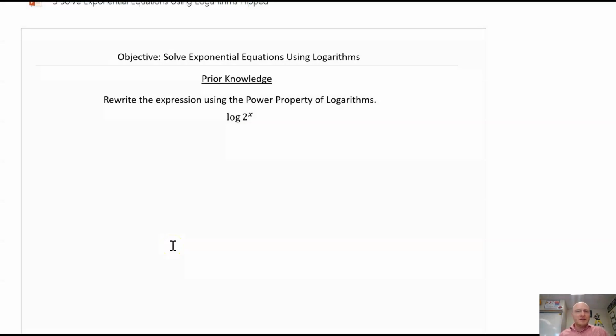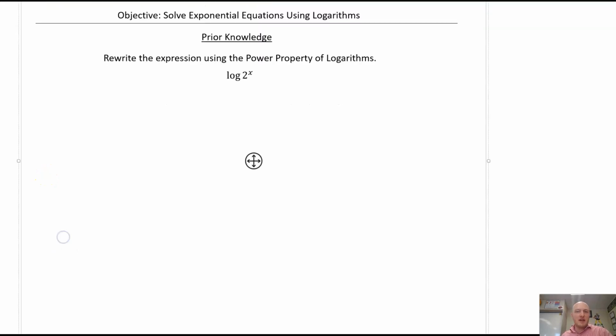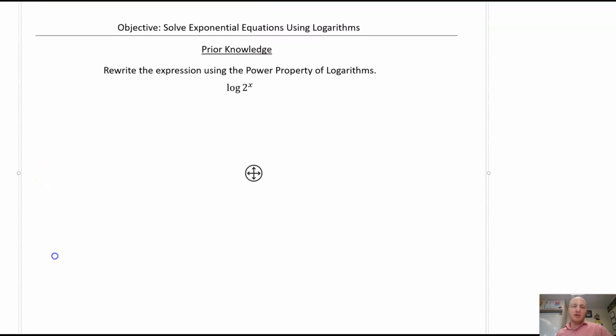So I'm going to jog your memory by rewriting the expression log of 2 to the power of x using the power property of logarithms. Remember, the power property says that if you have a power of an argument, you can pull it out front as a multiplier. So I can rewrite this as x times log of 2, where our base for this log is 10. This is the common log.